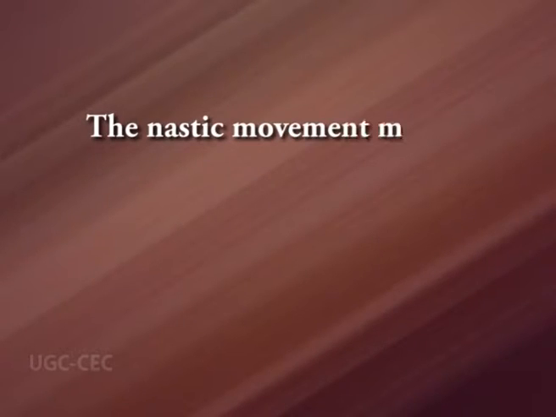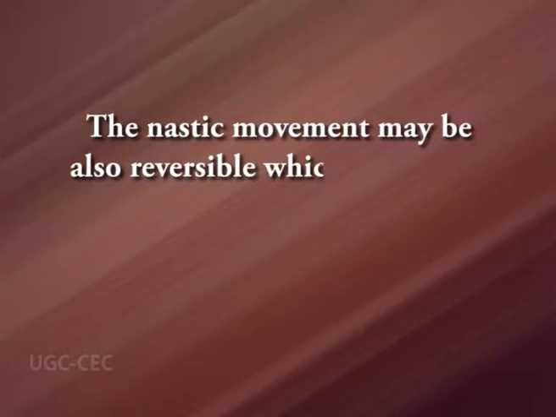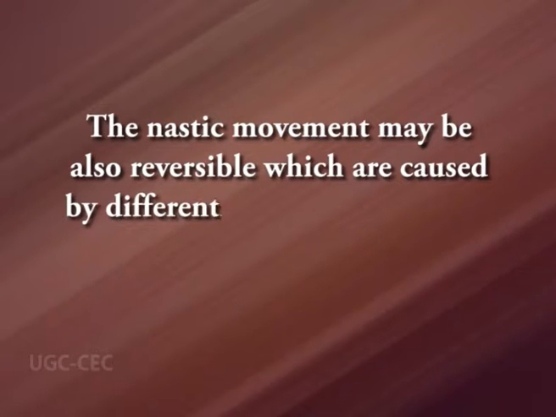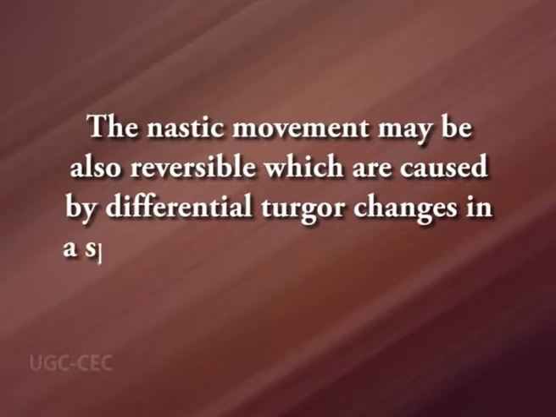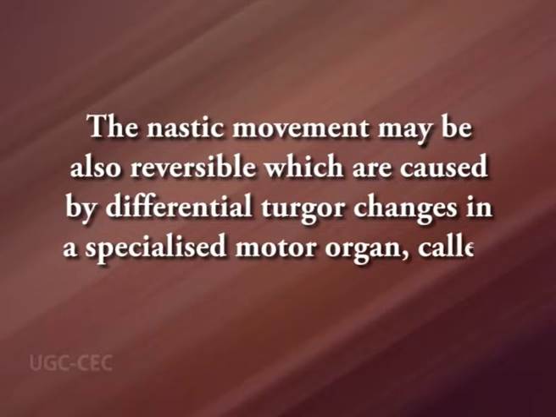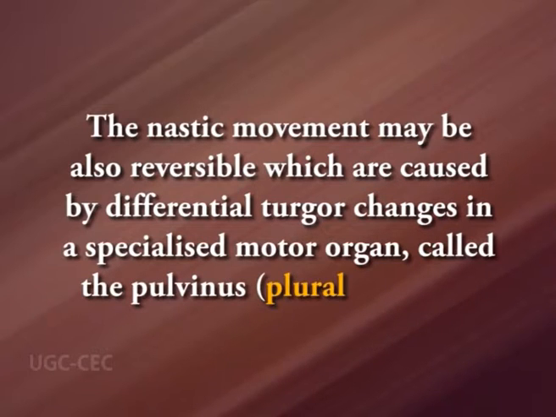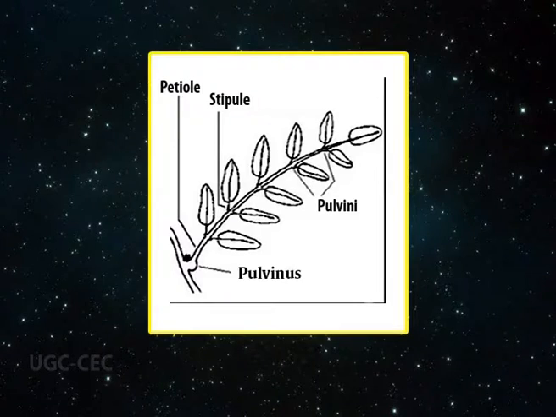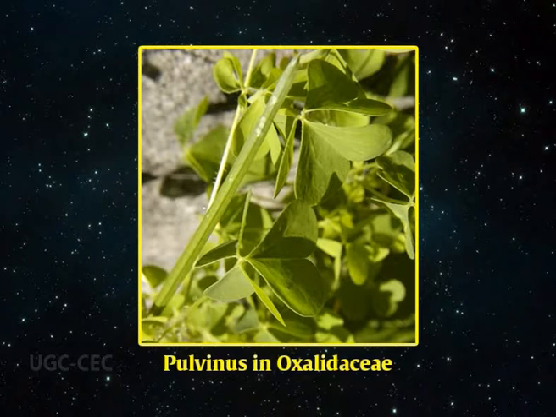Alternatively, the nastic movements may also be reversible, which are caused by differential turgor changes in a specialized motor organ called pulvinus. Its plural form is pulvini. The pulvinus is basically a bulbous structure commonly seen in the plant families characterized by double compound leaves. These families are, for example, Fabaceae, Oxalidaceae.